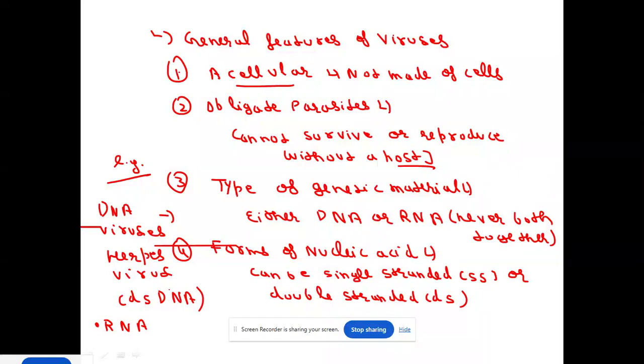So next one is what? That is RNA viruses. An example is, I just gave you the example, coronavirus. And tell me, is it single stranded or double stranded RNA? Good. Single stranded RNA. And herpes virus, that is a DNA virus, and again it is double stranded DNA here.